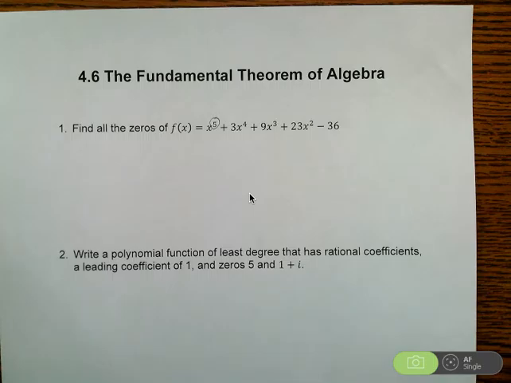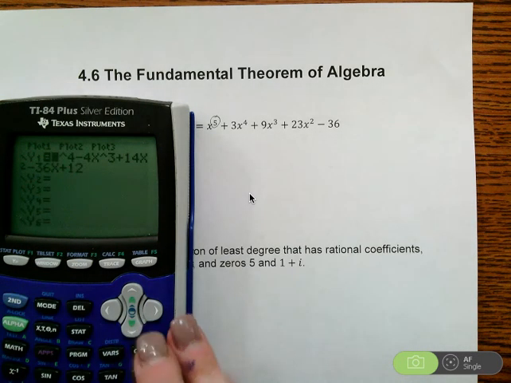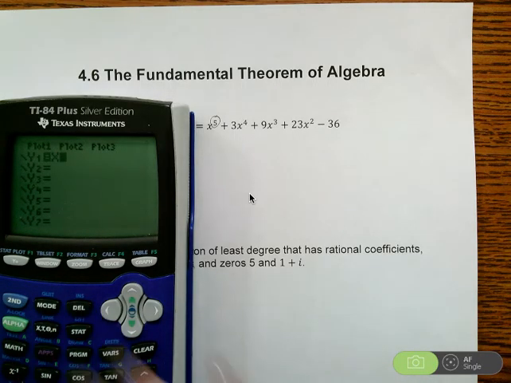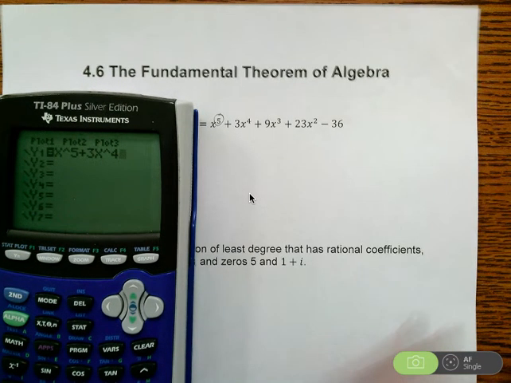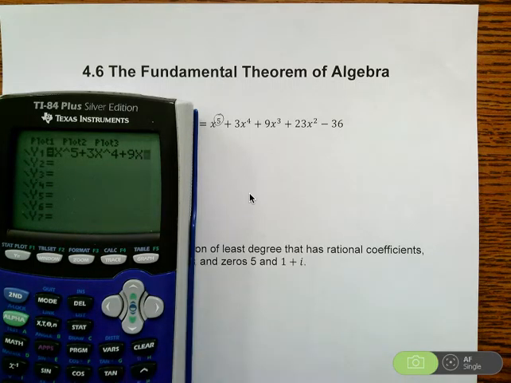So if you remember from 4.5 when we found zeros, I told you that you had to do it algebraically, but you could still use the calculator. So what we're going to do is plug in the equation that we have, which is x to the 5th plus 3x to the 4th plus 9x cubed plus 23x squared minus 36, okay? And then we're going to go to our graph and see what it looks like, okay?